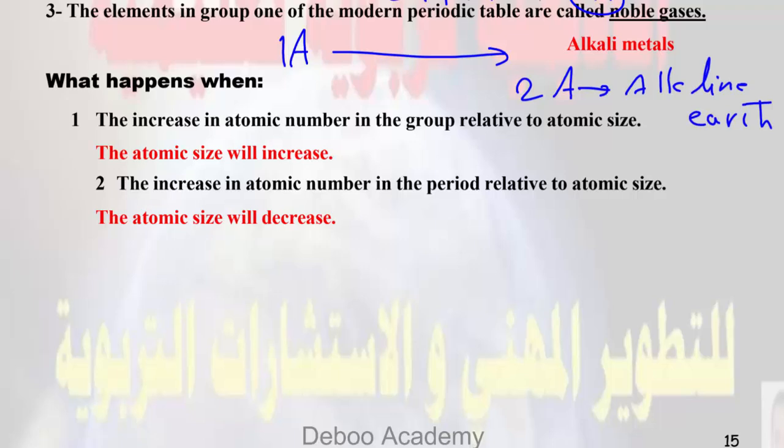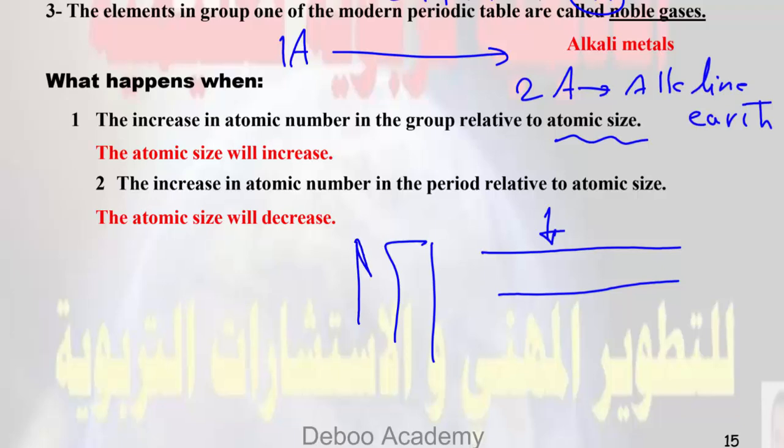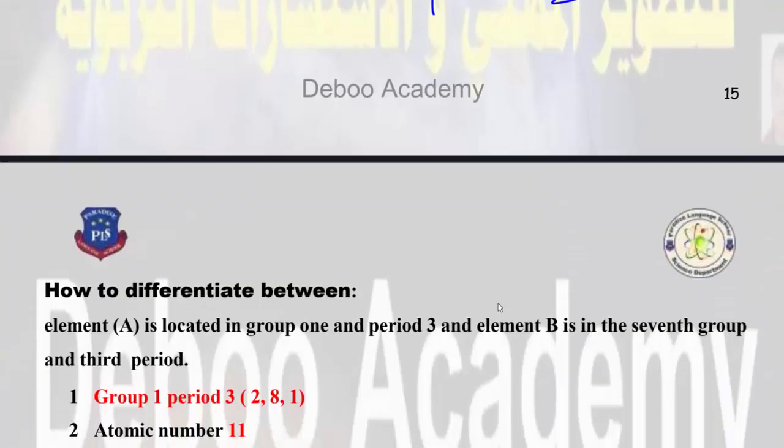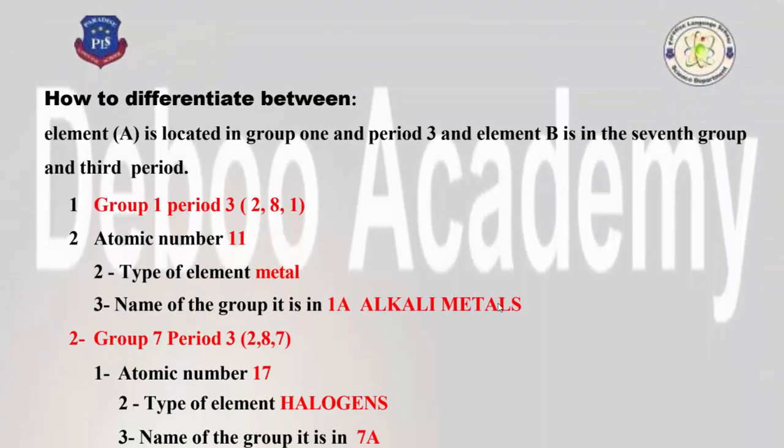Number one, the increase in atomic number in the group relative to the atomic size: the atomic size will increase. As we said, as we go down the group, the atomic size increases, and as we go across the period, the atomic size decreases. Number two, the increase in atomic number in the period relative to the atomic size: the atomic size decreases.